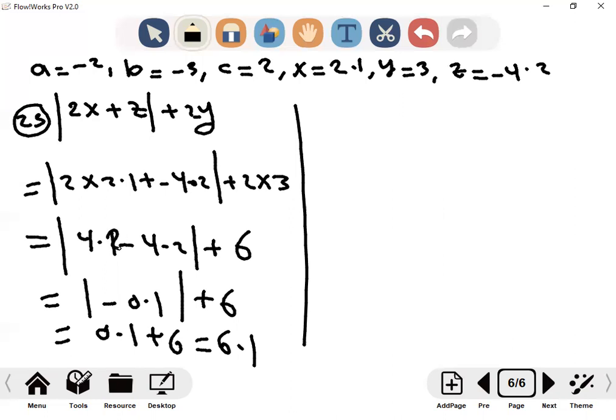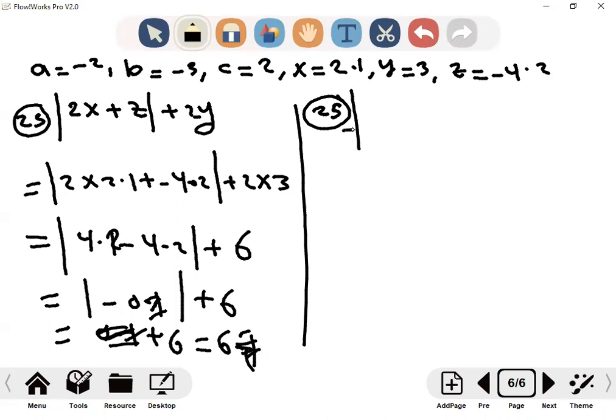Four point two is... So 2 by 2.1 is 4.2, minus 4.2 is 0. Absolute value of 0 is 0, plus 6 till 6. Okay? But 25, what do we have?